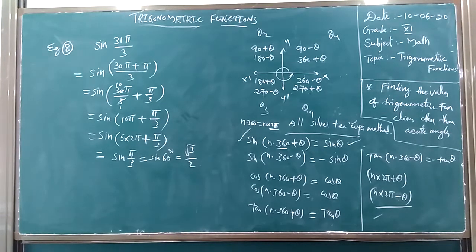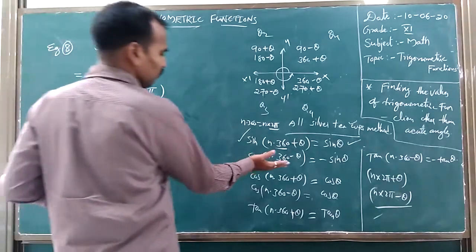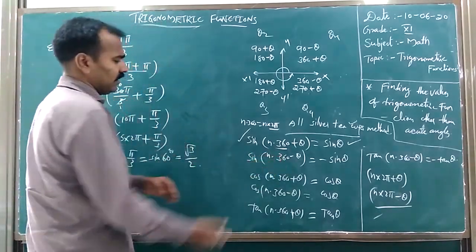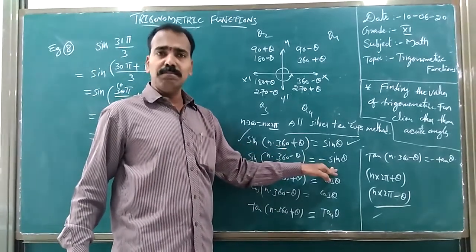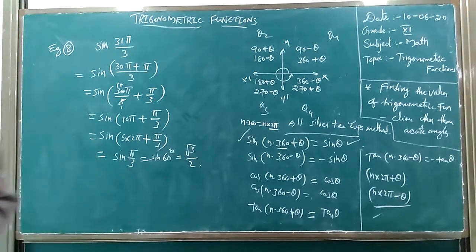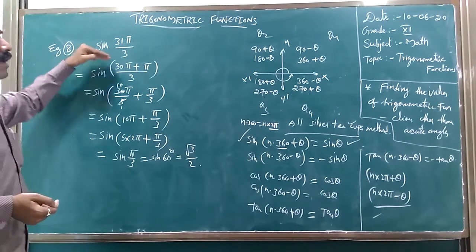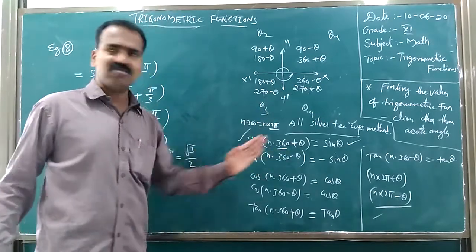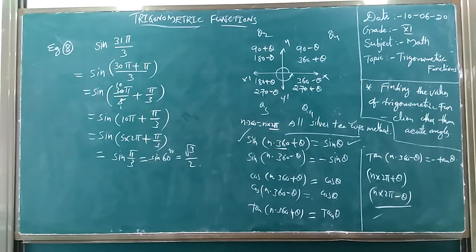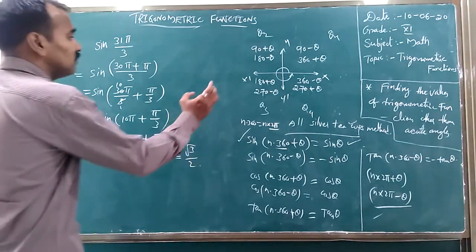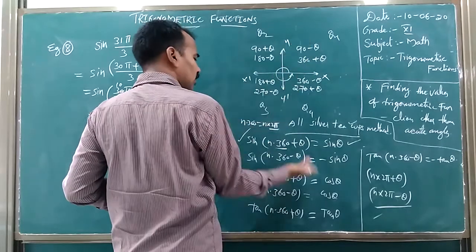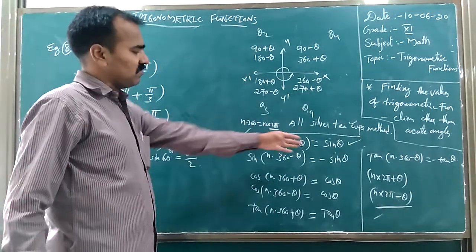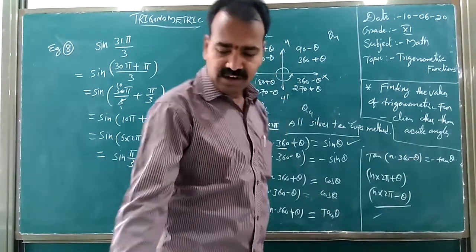Sometimes the sign may also change based on the quadrant it belongs to. If you write in the form of n into 2 pi minus theta, it becomes minus sin theta; the sign will change, but in this particular case there is no change in sign. Let us discuss one more model. First, we write the angle as a multiple of 2 pi, either plus theta or minus theta; it doesn't matter, sin will be sin, cos will be cos, tan will be tan, secant will be secant, and cosecant will be cosecant. The only change is in the sign. If it is the first quadrant, all are positive. If it is the second quadrant, except sin, the rest become negative. It affects the sign of the trigonometric ratio.